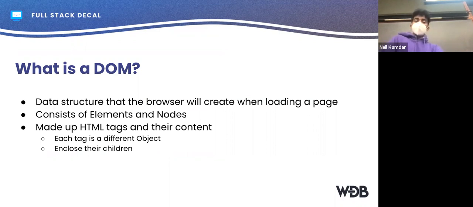And it is made up of HTML tags, anywhere from paragraphs to divs to headers. And it's also joined by their content. So each tag is a different object. For example, an H1 tag would be a different object, and then if you have an H2 tag inside of that H1 tag, that'll be a different object. So basically, each tag encloses its children.